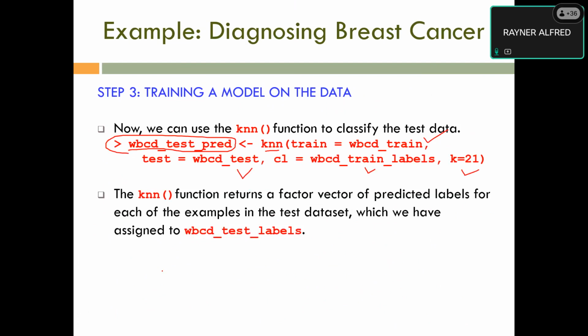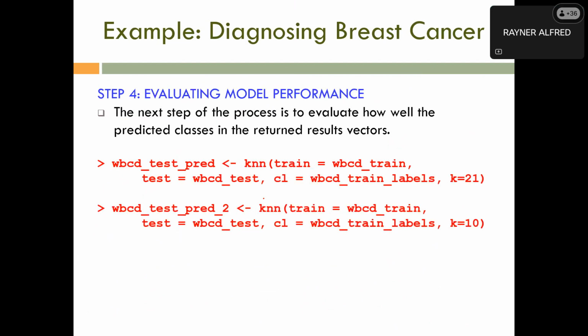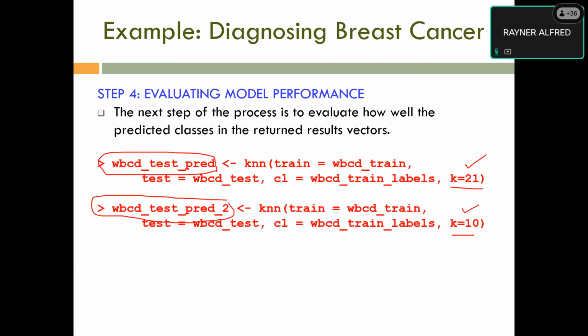Okay, so we can perform two tasks here. So one is K equal to 21 and the other one is K equal to 10. So basically the only difference is K. Okay, so we store the result here. So one is test prediction and the other one is test prediction 2.